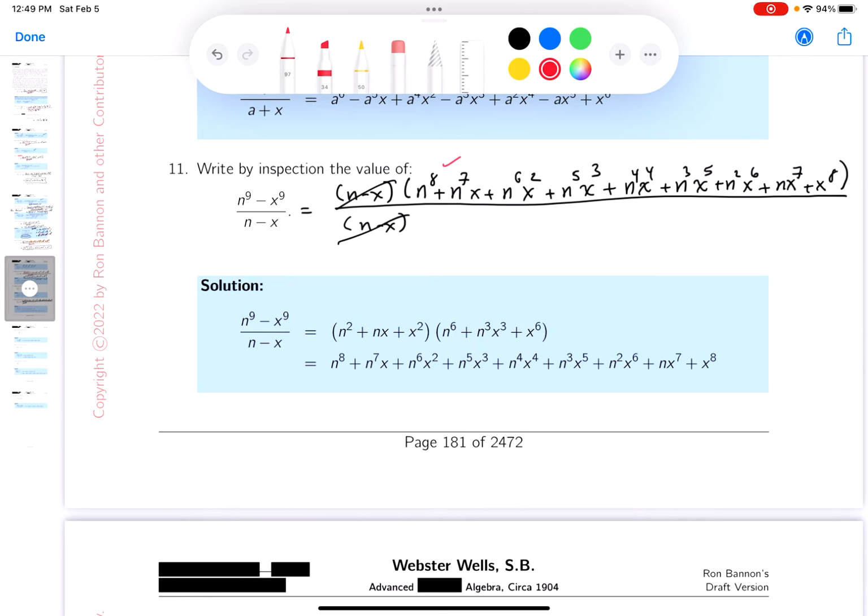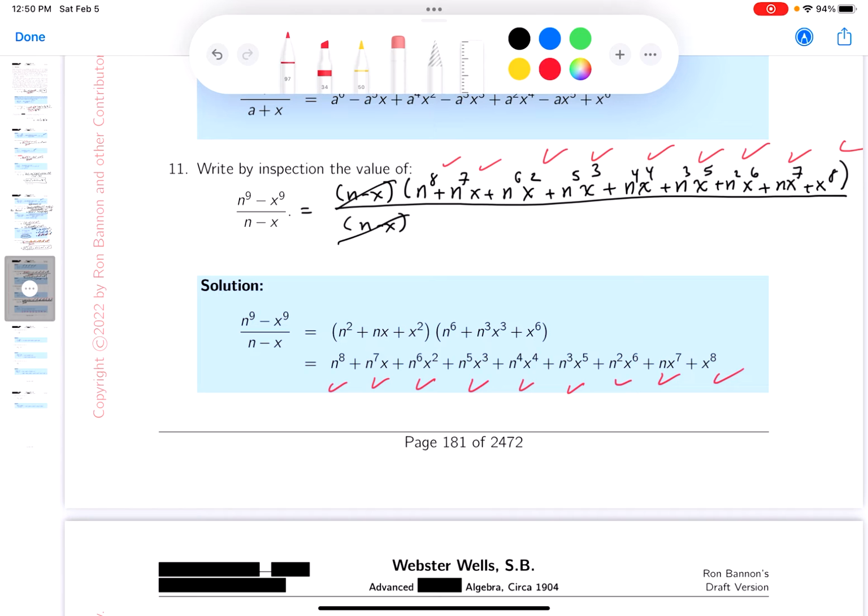Right, n^8, n^7x, n^6x^2, n^5x^3, n^4x^4, n^3x^5, n^2x^6, nx^7, and then x^8 in the end. All right? Are there other ways to do the problem? There are other ways to do the problem. So someone says, which way is the best way? The way that you did it. That's the best way to do something, the way that you did it.